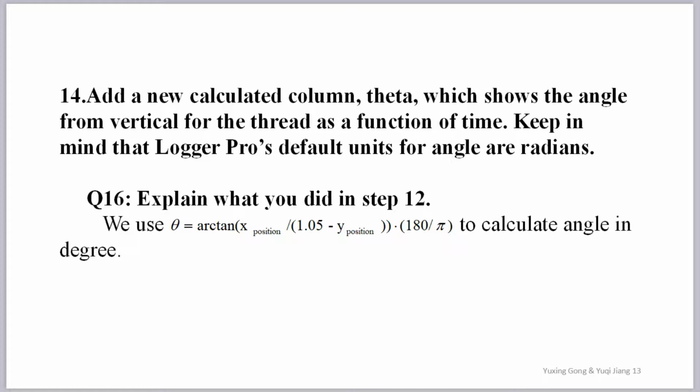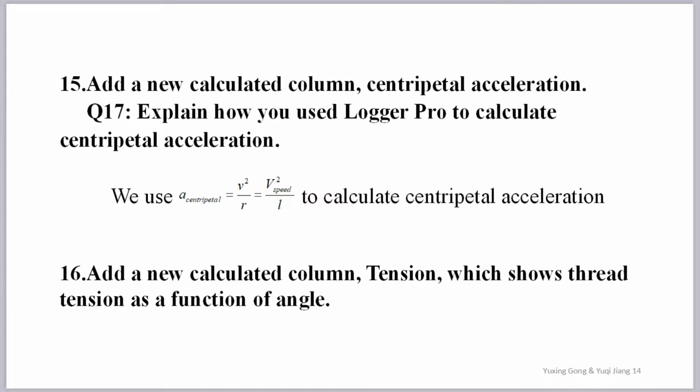And for question 17, because a centripetal equals v squared divided by r, and our r is named line, and that is 1.05 meter. Also, we already built the v speed part, so we just use v speed squared divided by L.